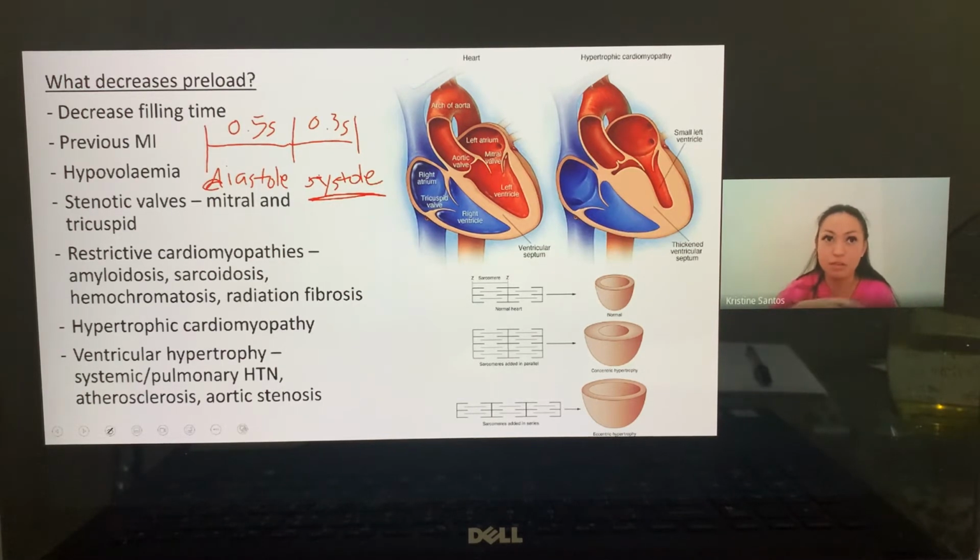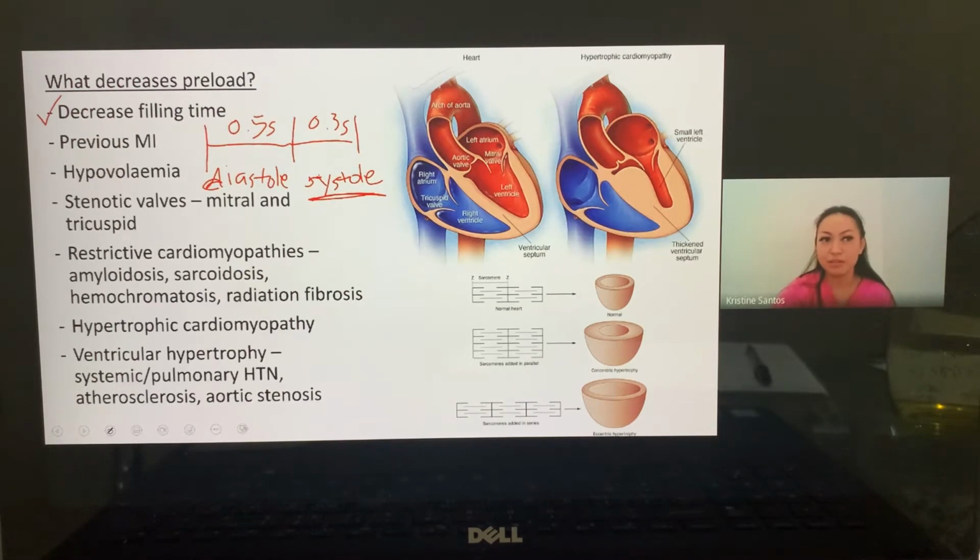So you're not going to be able to have as much volume of blood in the ventricles during diastole. If you decrease your filling time, you're going to decrease your venous return, and you're going to decrease your preload. Okay? So we've covered that. The second one is previous MI.